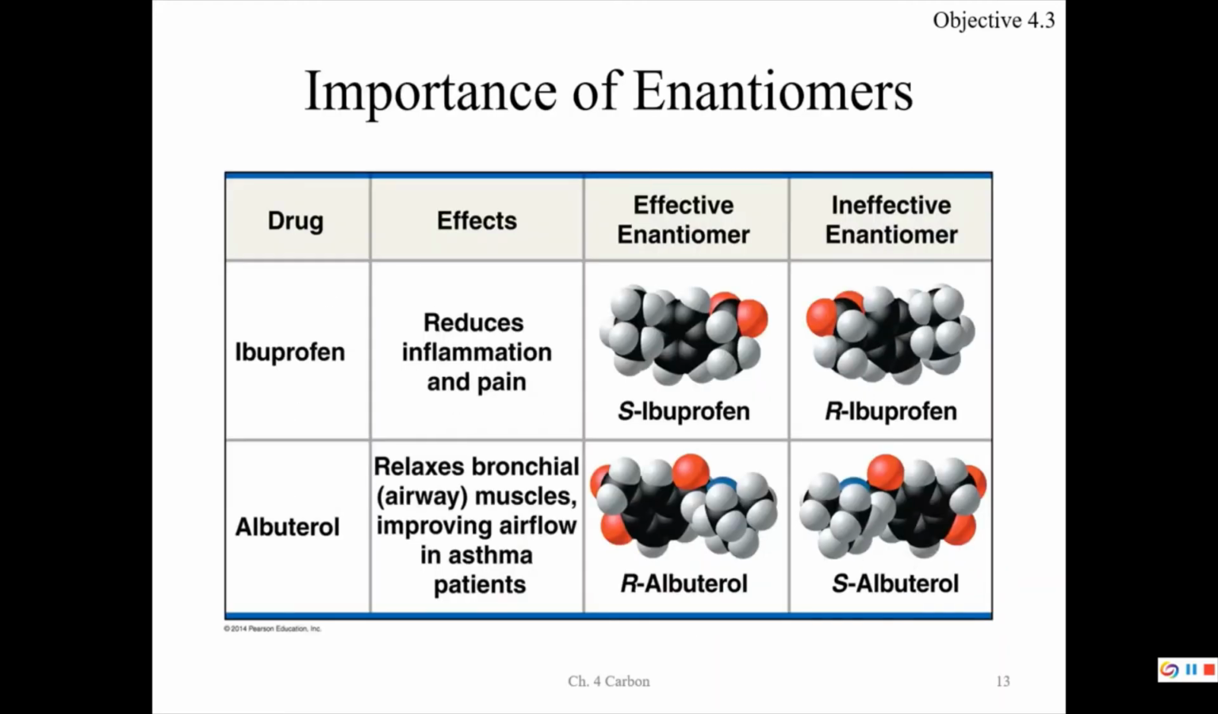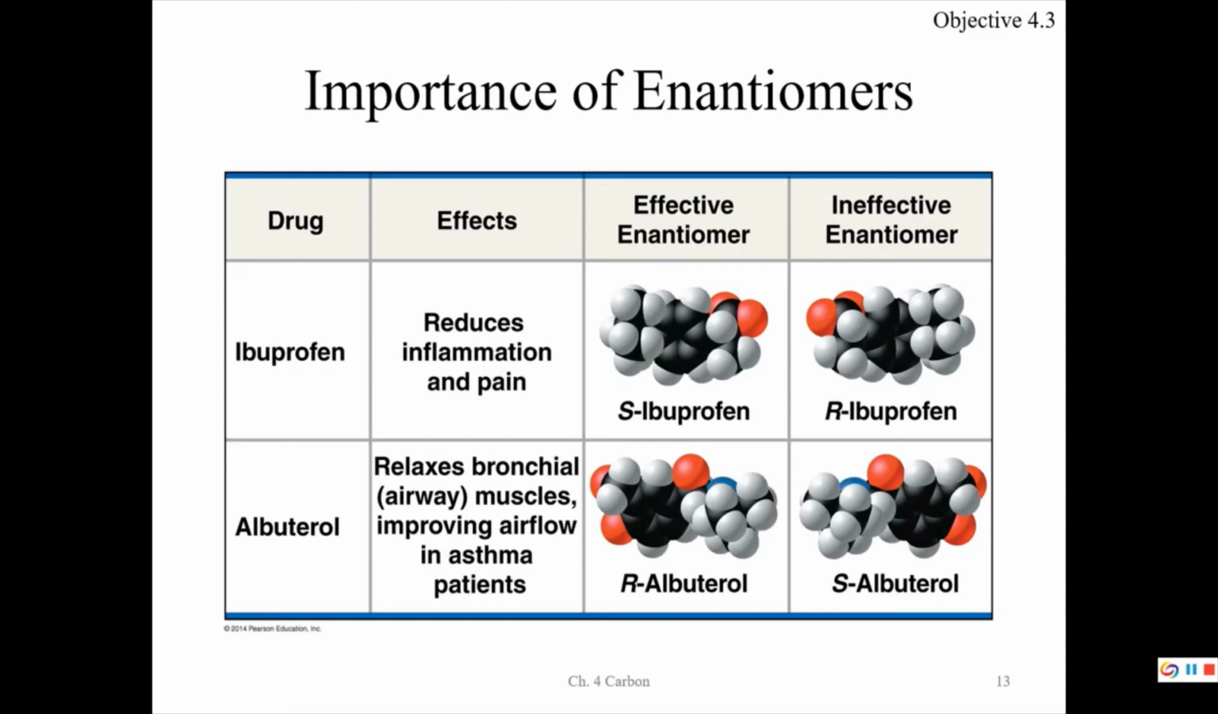So here we have some examples. Ibuprofen, which is given as a non-steroidal anti-inflammatory, reduces inflammation and pain. The effective one is the S, which is the left-handed version of it, called S or Sinestra, and the R one is the right-handed, or Rectus. Now, S and R are used in things other than amino acids, like some of your carbohydrates and a few of the organic compounds. In this case, S ibuprofen is effective, versus R ibuprofen, which isn't.